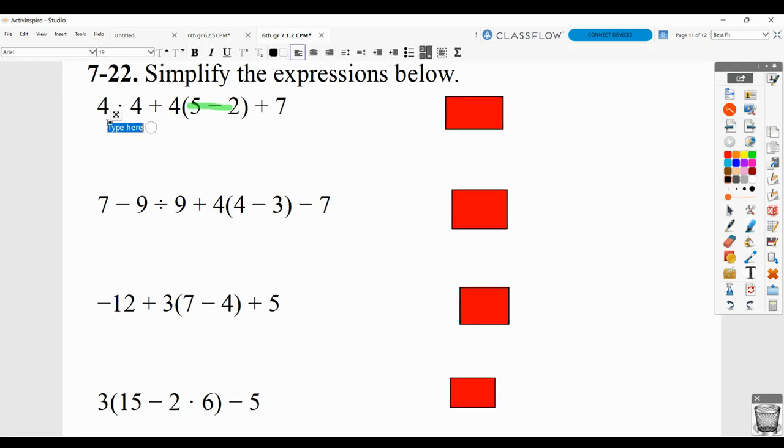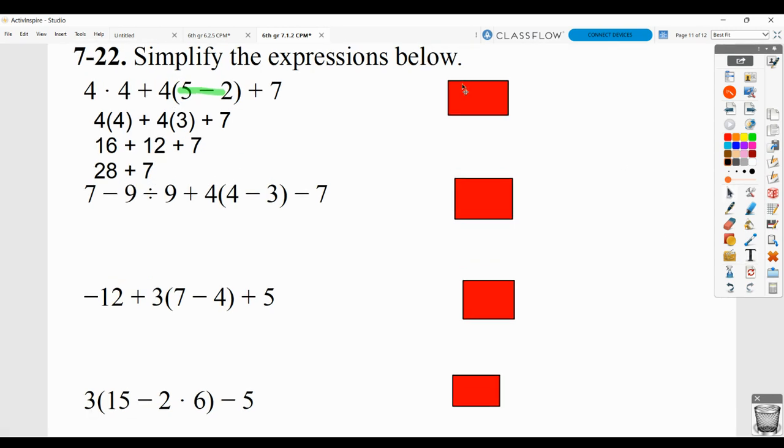So I will give you an example on this first one. I should see that you took 4 times 4, and then plus 4 times 3, because we're doing the parentheses first, plus 7. Then 4 times 4, of course, is 16. 4 times 3 is 12, plus 7. Then 28 plus 7, which then finally gives you your final answer of 35.